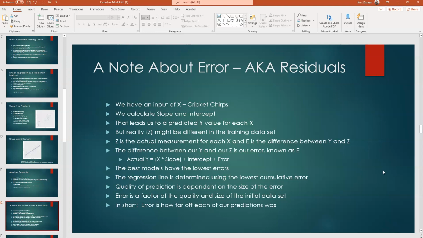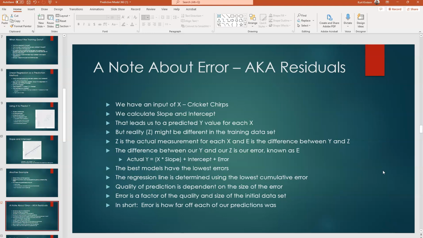Remember when I said we want to put a regression line on the data that is as close as possible to every point in the plot? That is done by looking at the distance of each data point from the regression line and minimizing that value. So it's the same thing that we're doing here. We're trying to make the model as correct as possible. The quality of the prediction is dependent on the size of the error, and error is a factor of the quality and size of the initial data set.